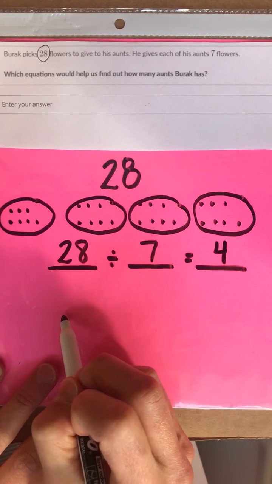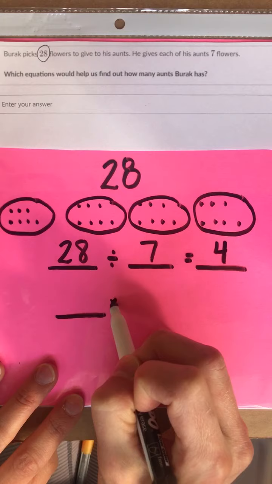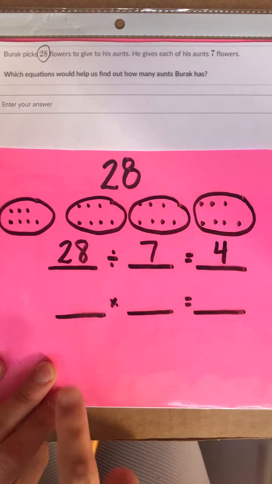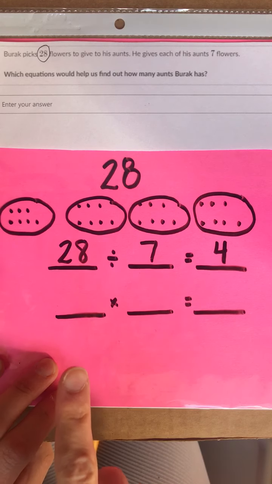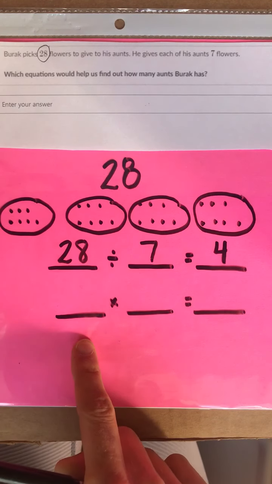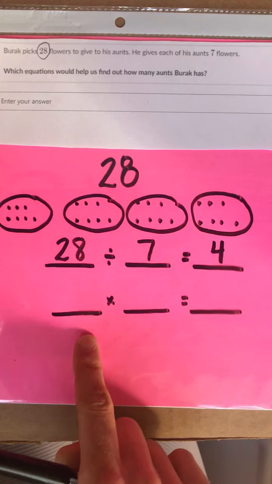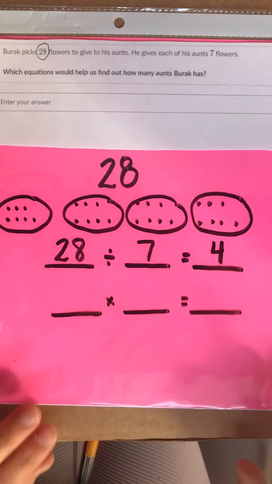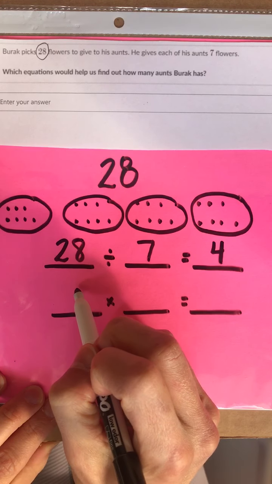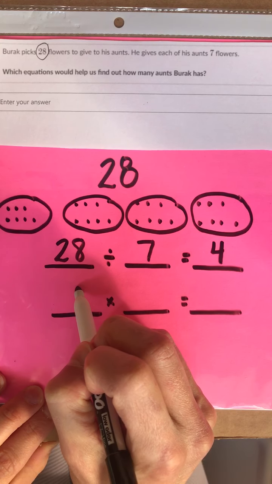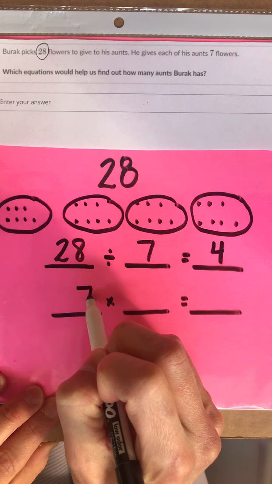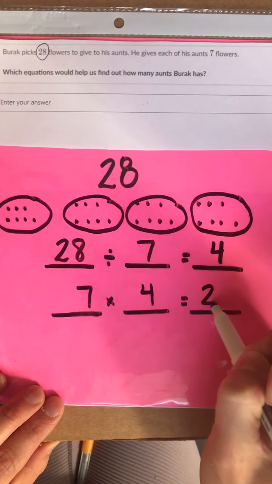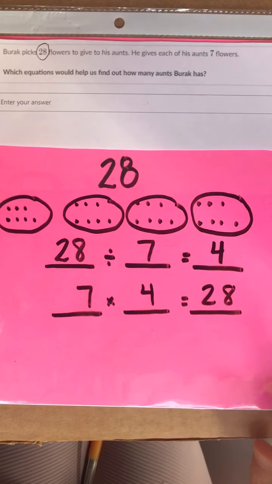So now we need to write a related multiplication equation. Can you pause your video and tell me how many groups we have and how many flowers we put in each group? Let's go ahead and try that together. So we started with 7 flowers for each of his 4 aunts, and that equaled 28.